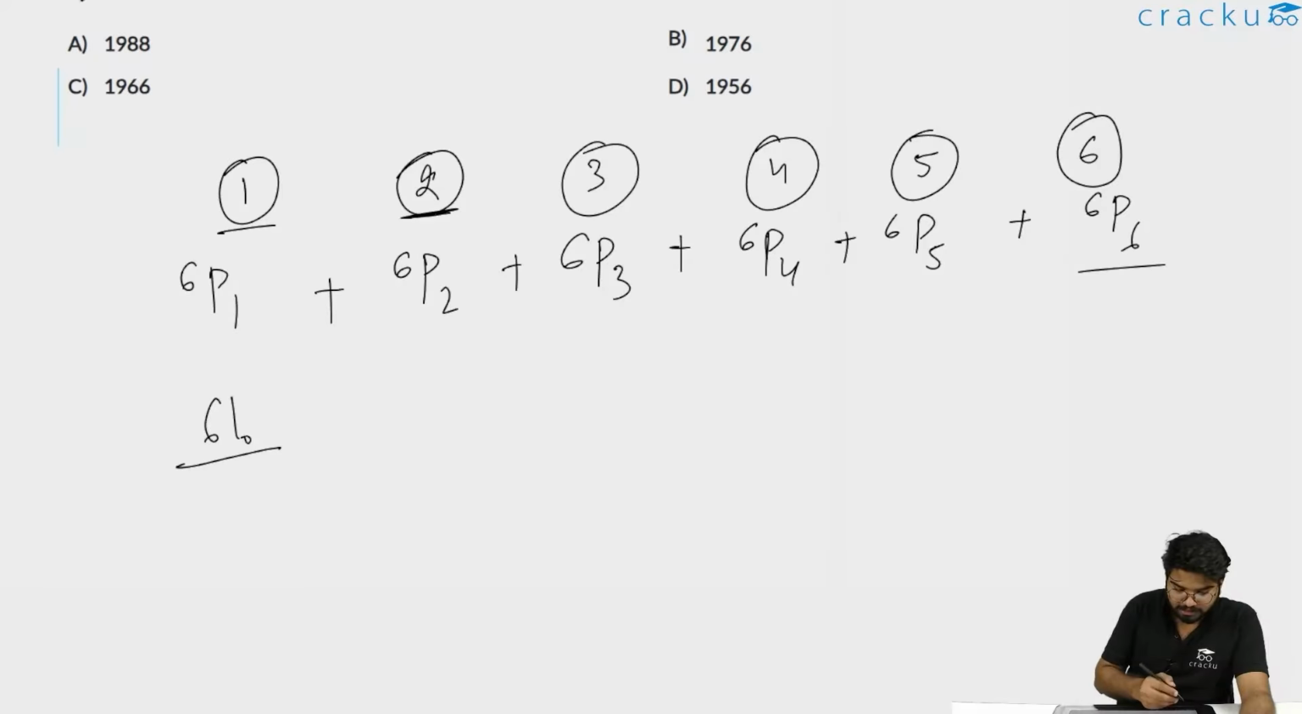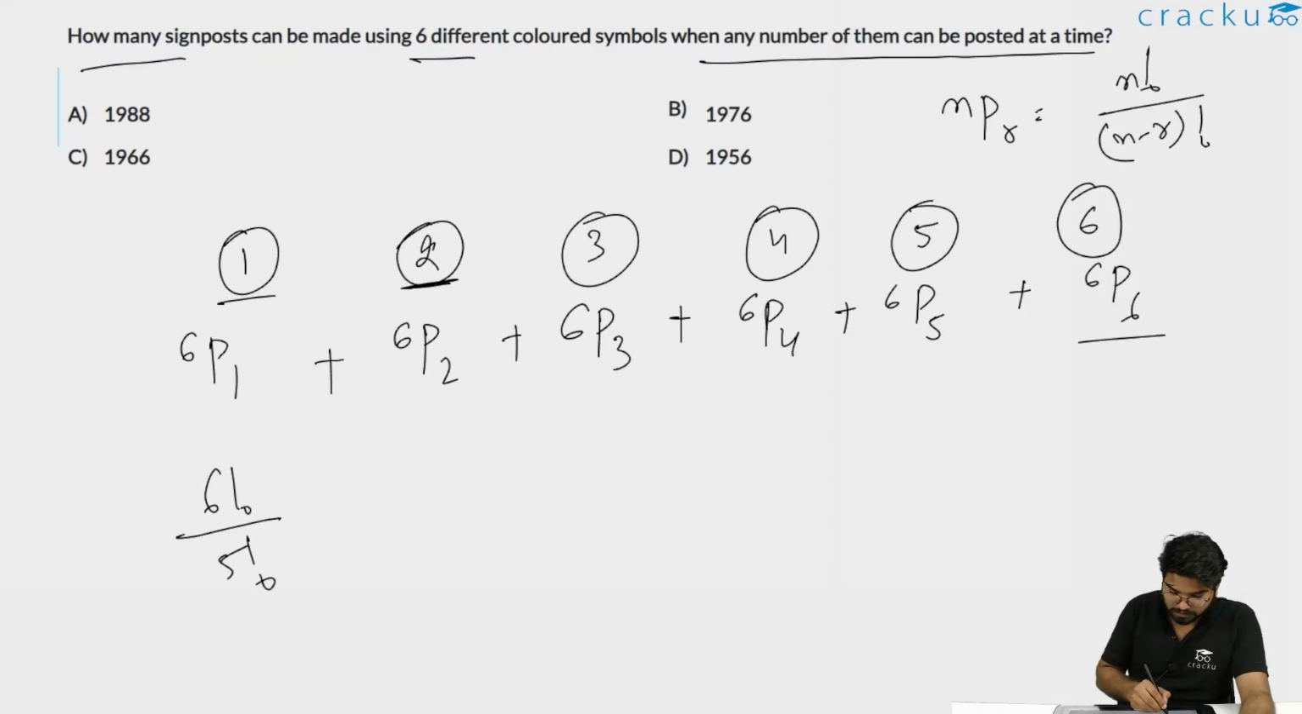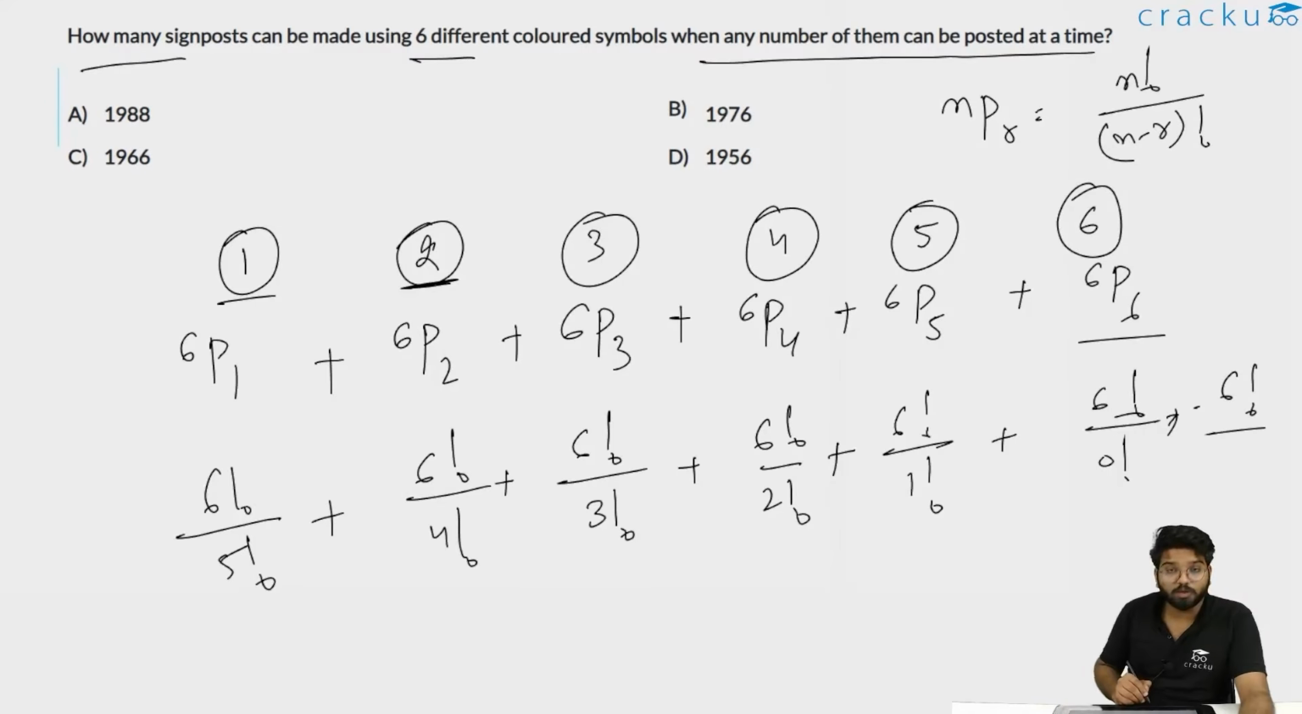Now just put in the formula and you can solve these values. I just told that nPr is nothing but n factorial divided by (n minus r) factorial. So 6 factorial divided by 6 minus 1, 5 factorial. 6 factorial divided by 4 factorial. 6 factorial divided by 3 factorial. 6 factorial divided by 2 factorial. 6 factorial divided by 1 factorial plus 6 factorial divided by 0 factorial. 0 factorial is nothing but 1 only. So 6 factorial divided by 0 factorial is 6 factorial.